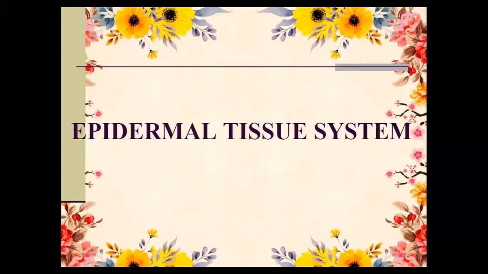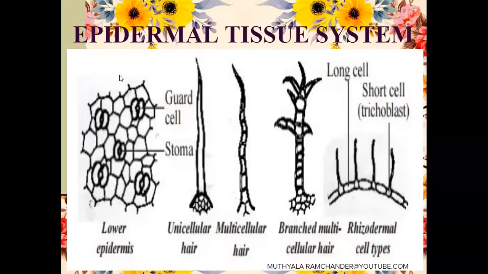Epidermal tissue system in plants. The epidermal tissue system is present in the epidermis of the shoot, the epidermis of the leaf, and the epidermis of the root. The following types of epidermal tissue systems are here. First one is the stomatal complex, then unicellular, multicellular, branched multicellular hairs, and rhizodermal cells and their types.